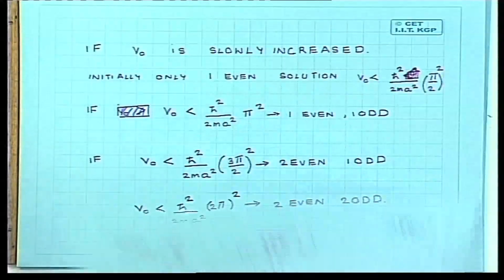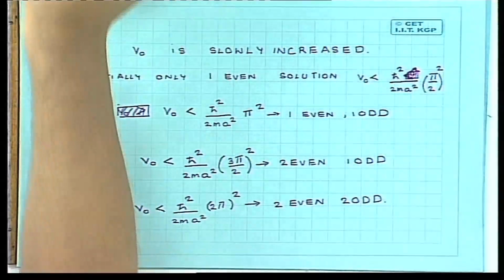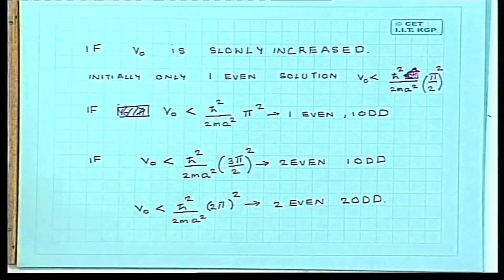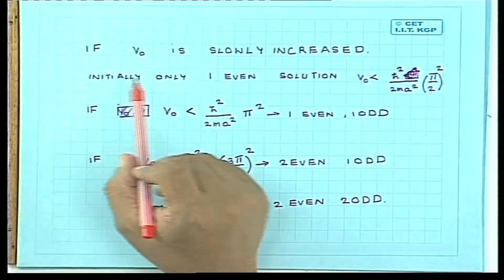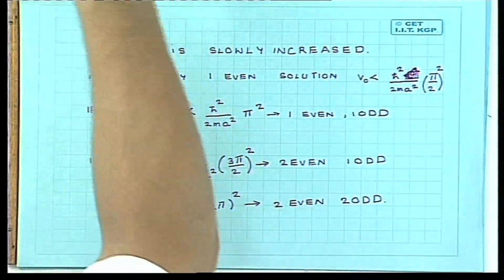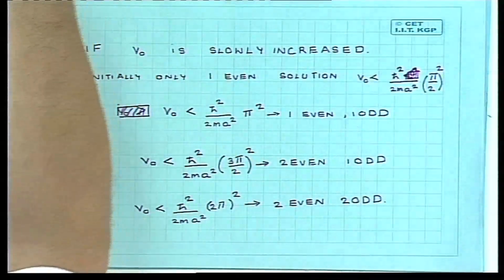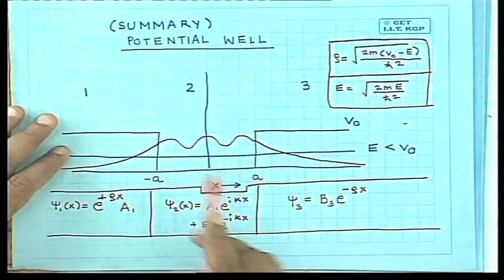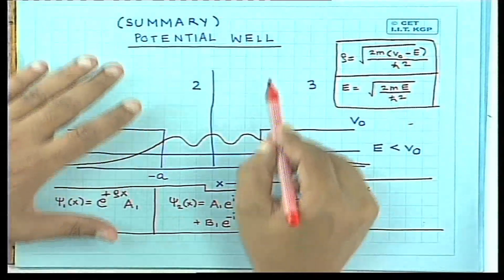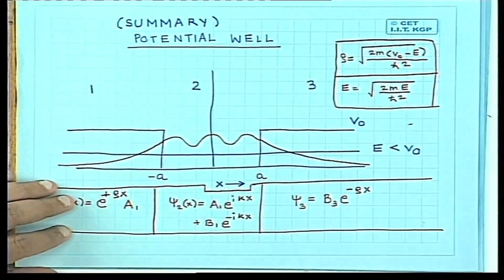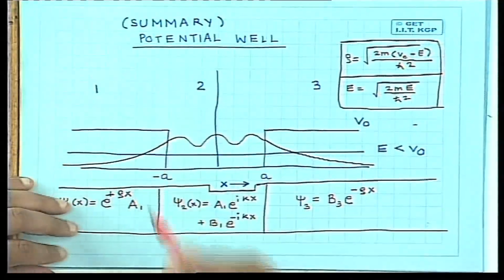So let me discuss what happens as you change the potential. Suppose you have a situation where you can change the potential. We are considering a situation where this width a is kept fixed, and we keep on somehow increasing the potential of the well. We make it deeper and deeper.